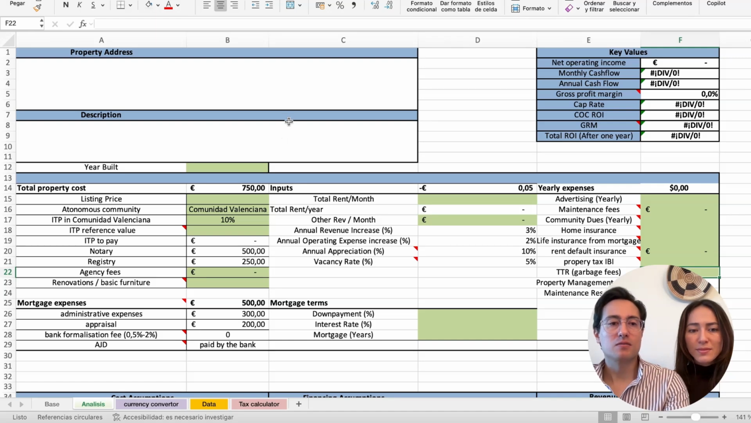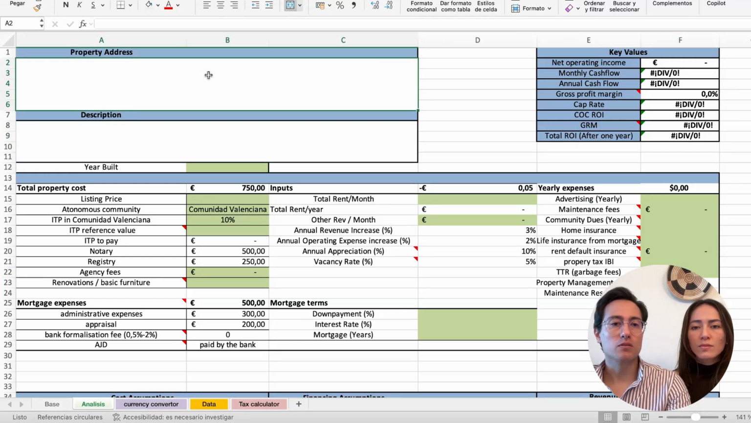We designed this property calculator so it could be fully customizable. You fill in all the cells in green and the rest is filled in for you. We have the property address and the description to start with, so you can have a calculator and analysis per property that you visit, and you can compare.